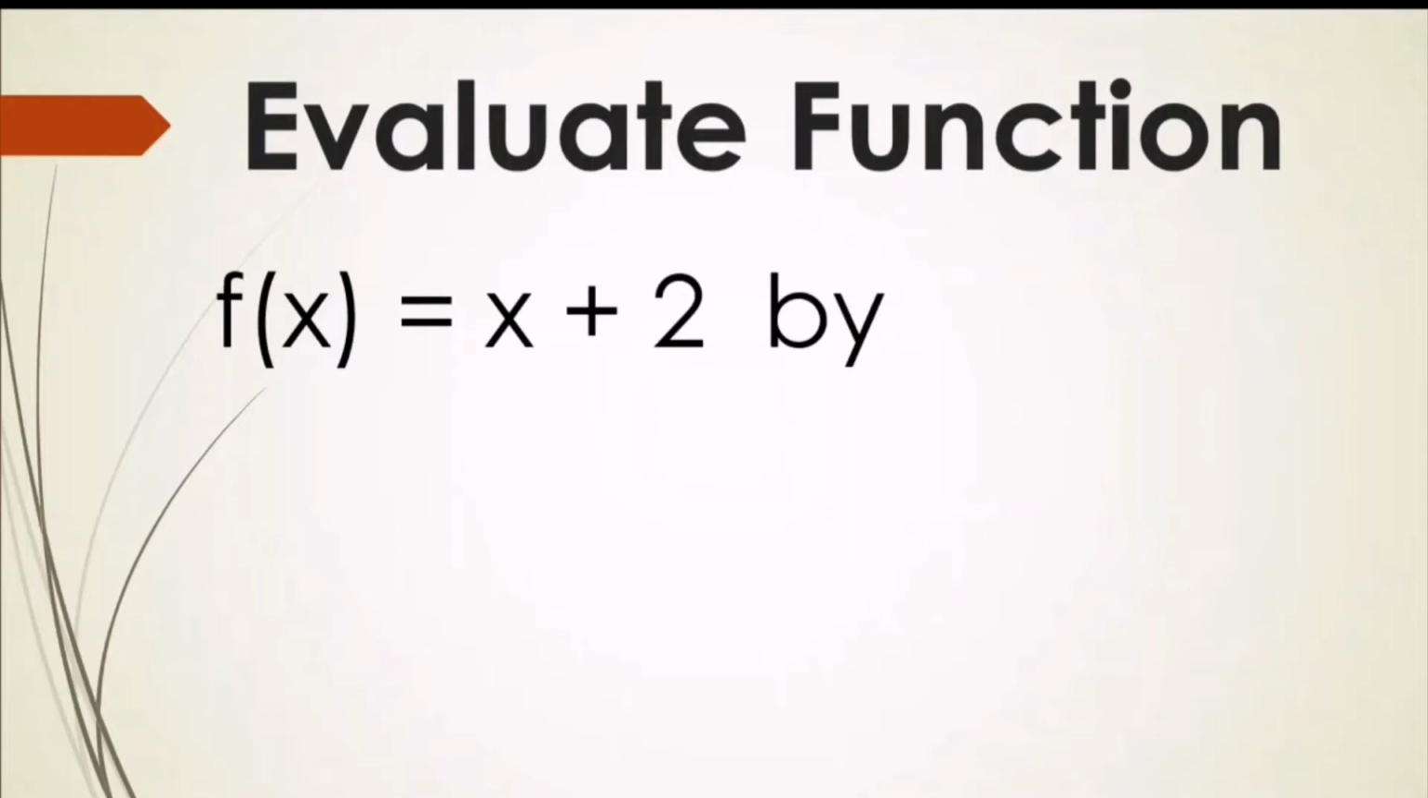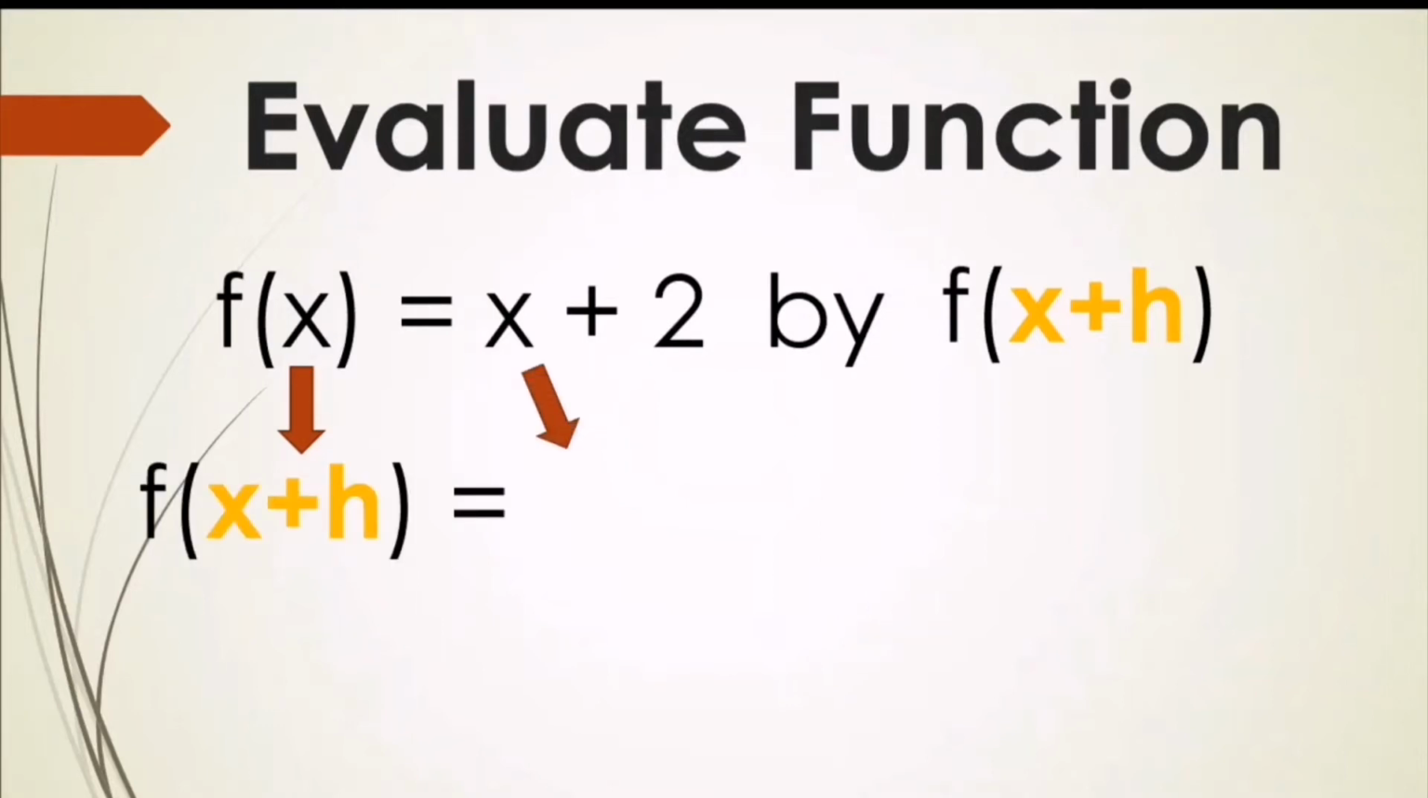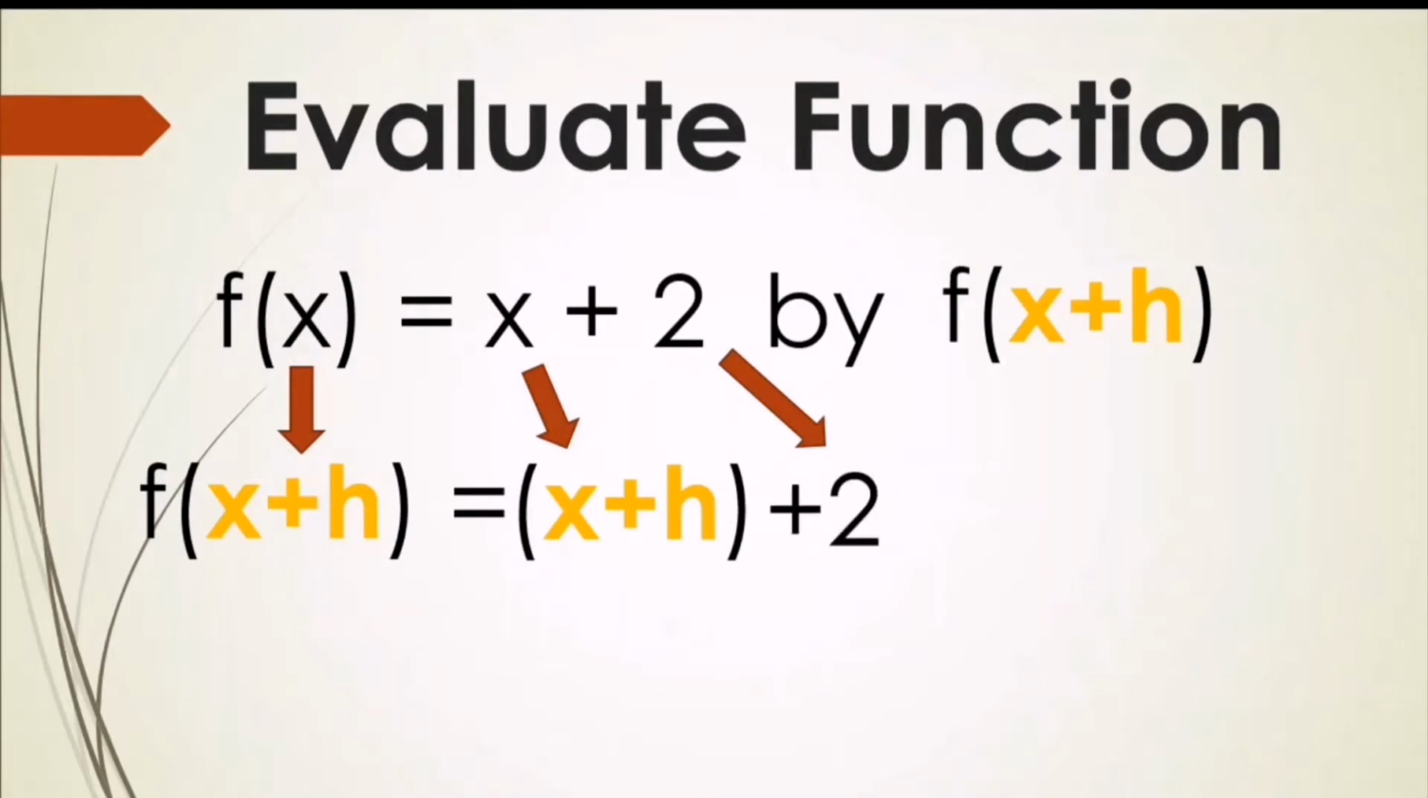The function f of x is defined as f of x is equals to x plus 2. Find the value of f of x plus h. So in here, what we will do is to substitute the value x to x plus h. From f of x, it becomes f of x plus h is equals, since this is x, we substitute the value, it becomes x plus h, and then plus 2, since it is constant.